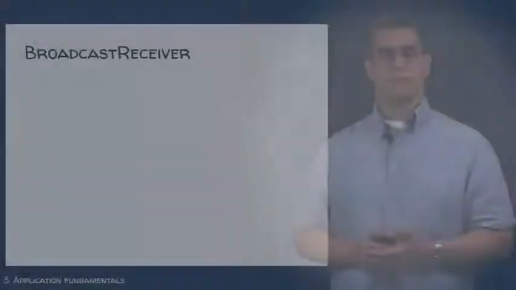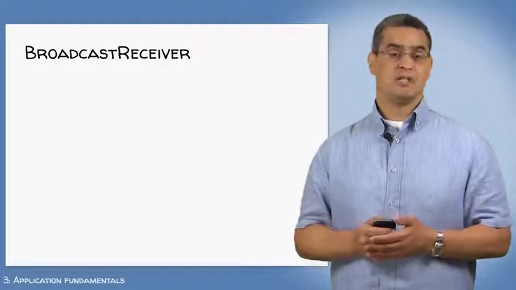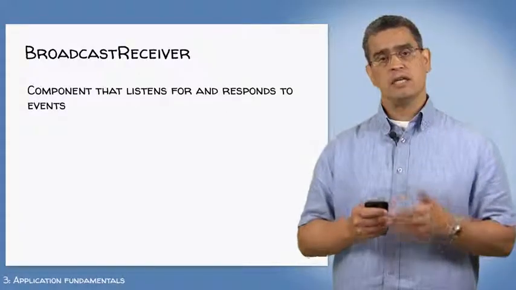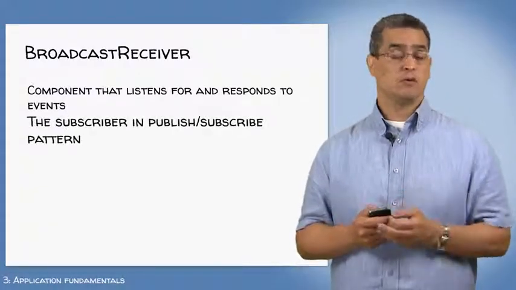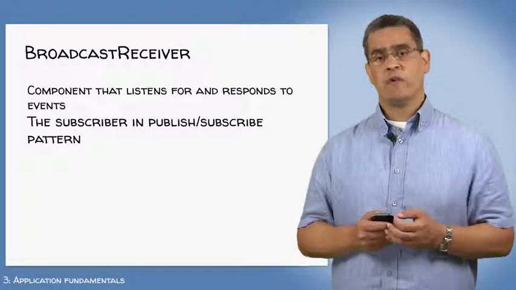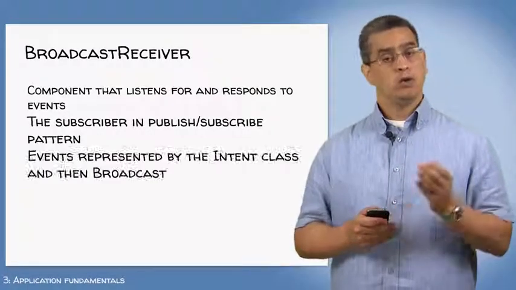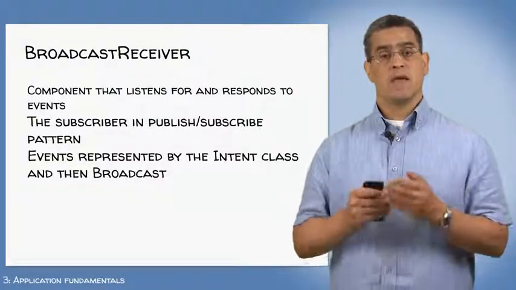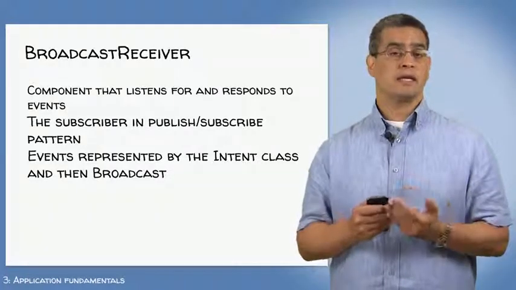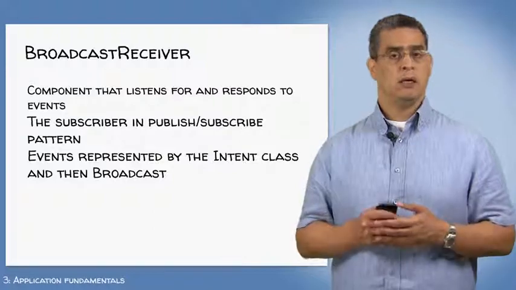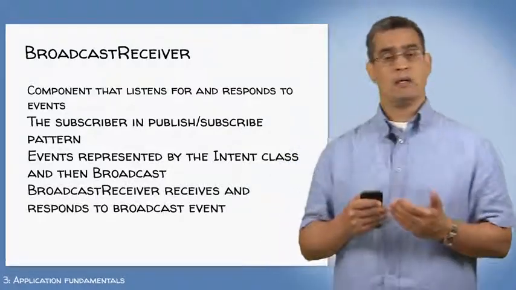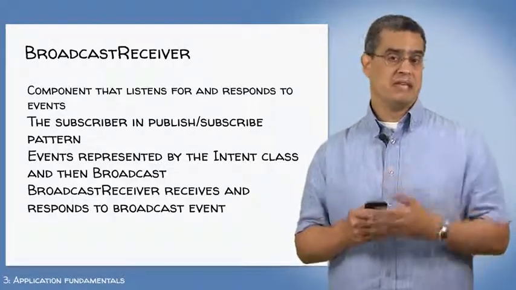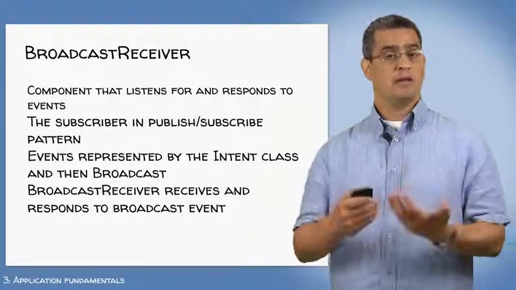The next component is broadcast receiver. Broadcast receivers listen for and respond to events. Essentially, they play the role of the subscriber in the publish-subscribe pattern. In Android, events are represented by the Intent class, which we'll talk about more in later classes. Publishers create these intents and then broadcast them using a method like the Context class's sendBroadcast. Once broadcast, these intents are then routed to the broadcast receivers that have subscribed to or registered for those specific intents, at which point they can respond to the event.